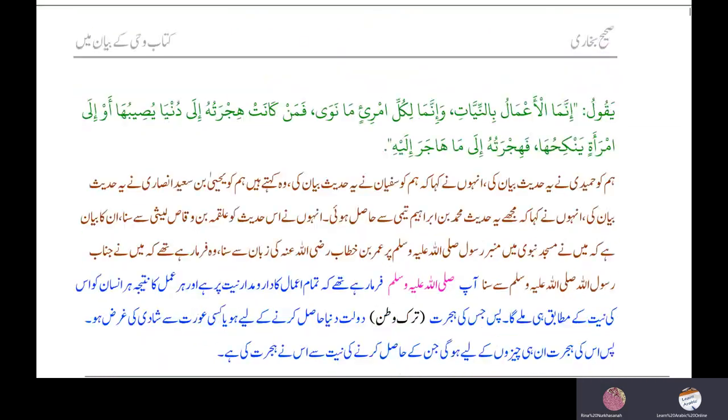Now he starts here. Innama means indeed, verily. It is also used in the sense of only. Okay, leave it. Indeed, al amalu, the actions, the deeds.